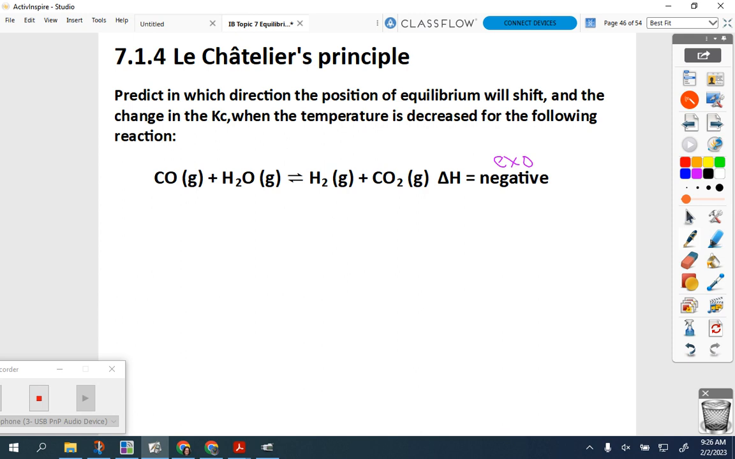So if you're given a delta H for a reversible reaction, and it doesn't specifically say delta H of the forward reaction, if it's just the reaction and then you're given a value for delta H, assume that that is the value for the forward reaction.